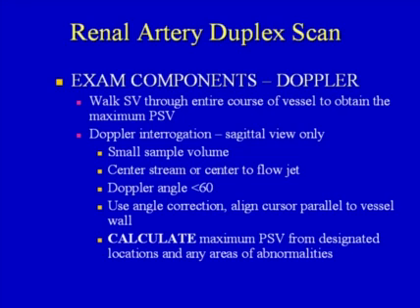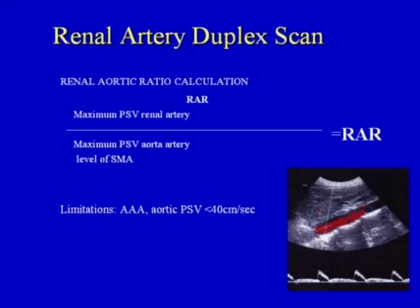And since we're looking for hemodynamically significant lesions here, often with the belly you will get some bruits, color bruits from the soft tissue. Whenever you see a color bruit, it should be evaluated with your Doppler. The diagnostic criteria is based upon the calculation of the renal aortic ratio. That's taking the maximum peak systolic velocity from the renal artery and dividing it by the maximum PSV in the aorta at the level of the SMA.